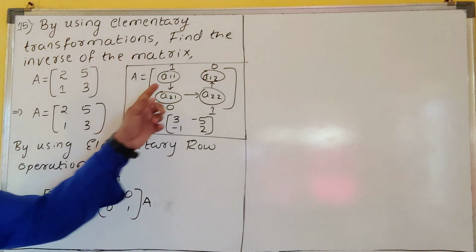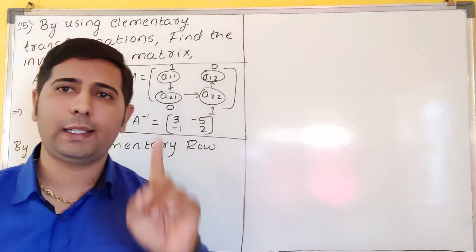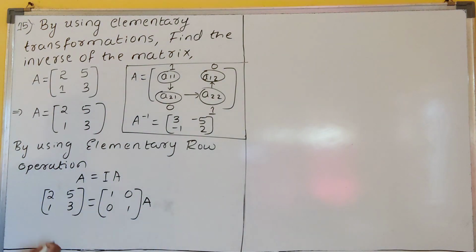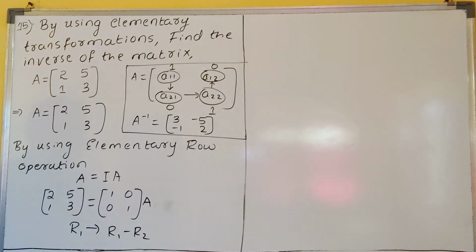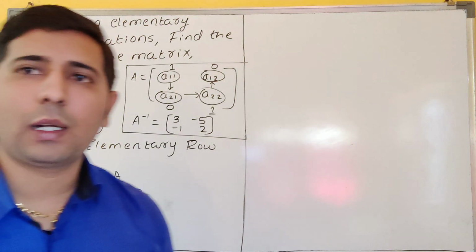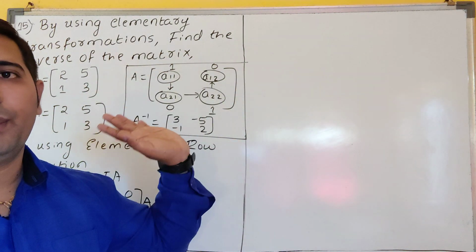So now see. According to the shortcut I have to bring R1 as 1. Here R1 is 2, R2 is 1. 2 minus 1 is 1. So that's why you are going to change R1 to R1 minus R2. Why have you done R1 minus R2? R1 is 2, R2 is 1, 2 minus 1 is 1. You never bother about the other elements, what will happen.